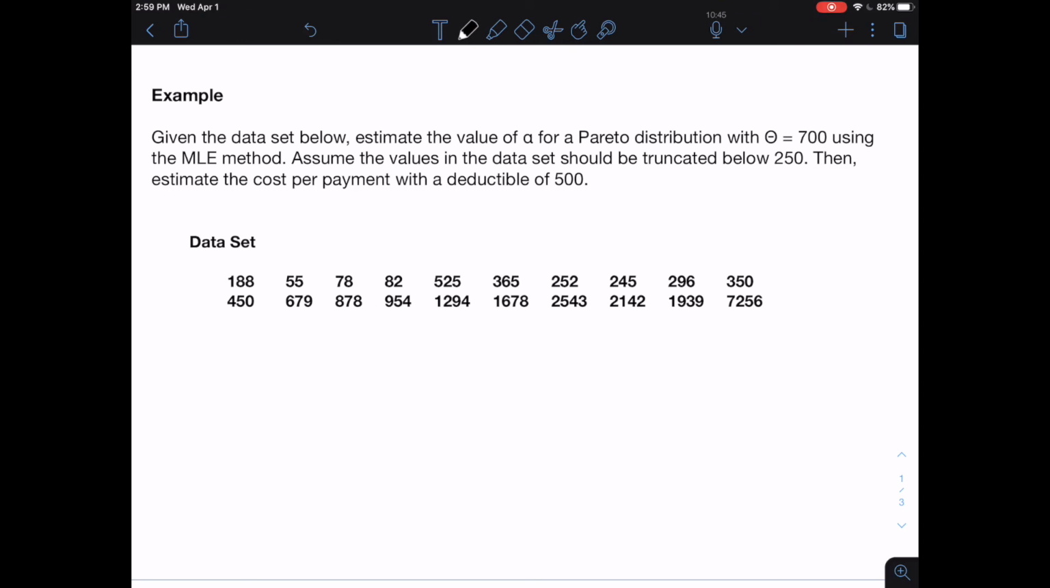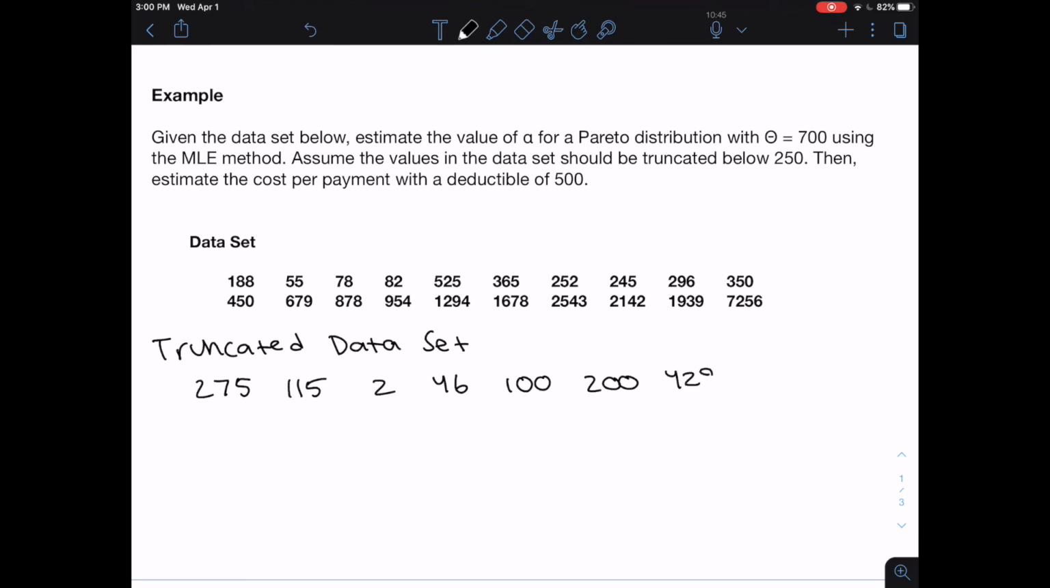So just to start off, below we see our data set, and the first thing we want to do is take a look at this data set and truncate our values. Anything below 250 will be ignored, and all of the values above 250 are going to be lowered by that amount. So let's start writing our new data set. As we're writing it, we notice that 5 of the values listed are below 250. So instead of going into our updated problem with 20 values, we're only going to have 15 in our set.